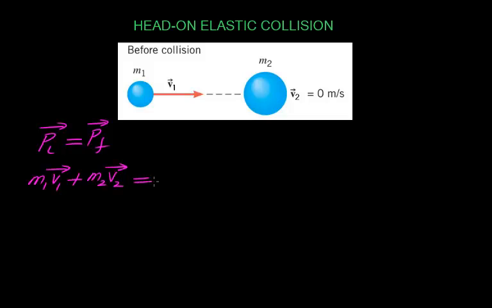The two masses after the collision are going to have different momenta. The momentum for mass m1 is equal to m1 v1 final, and the momentum for mass 2 is going to be m2 v2 final. Since this collision is one-dimensional and we have an x component only, m1 v1 has a positive component, and m2 v2 is 0 because the mass m2 is initially at rest.